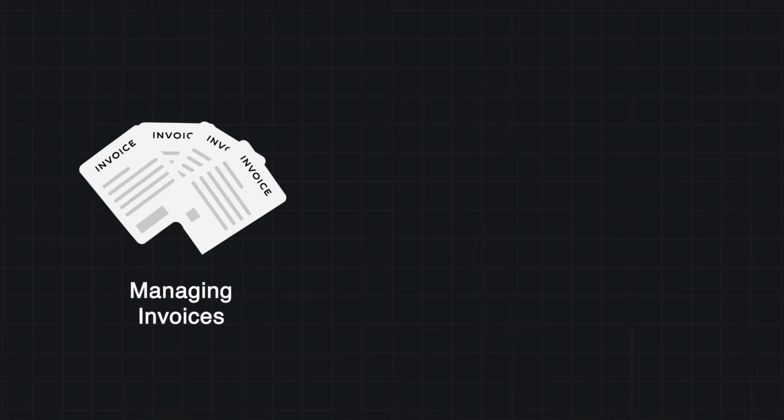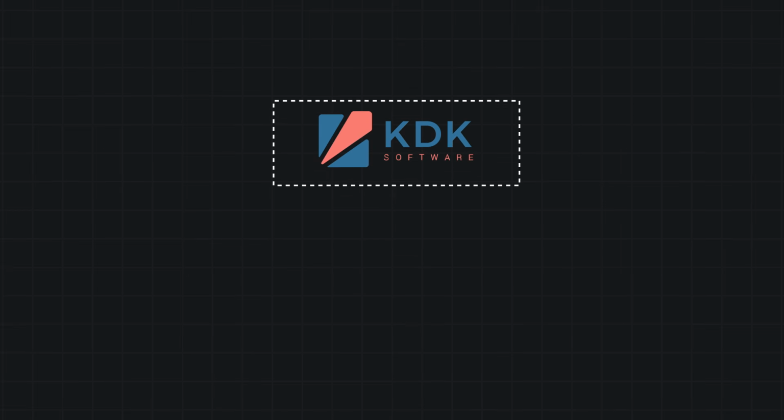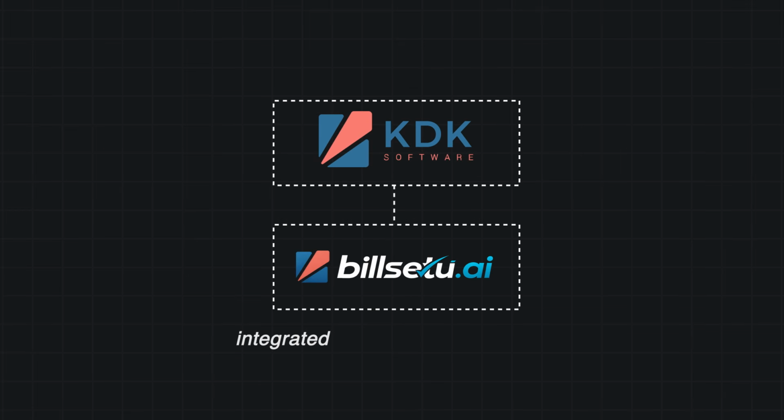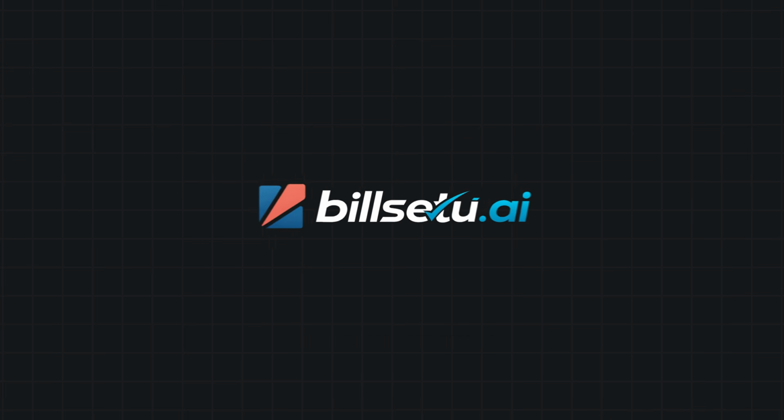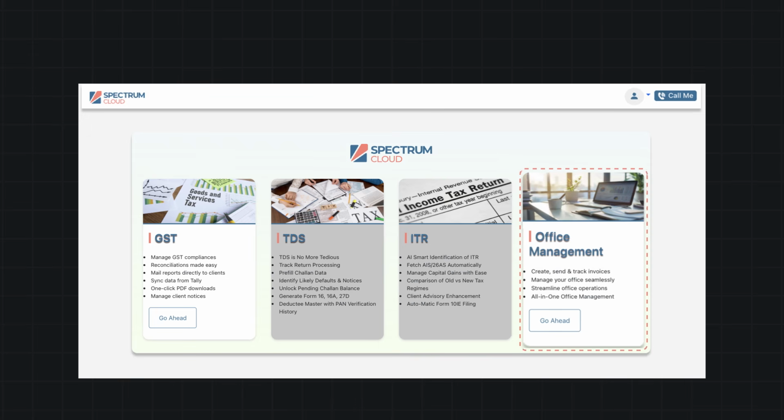Managing invoices and tracking payments can be time-consuming for CA firms. To simplify this, KDK Software introduces Billsetu.ai integrated with Spectrum Cloud. Let's see how it works. Billsetu.ai can be accessed directly through the Office Management module in Spectrum Cloud.